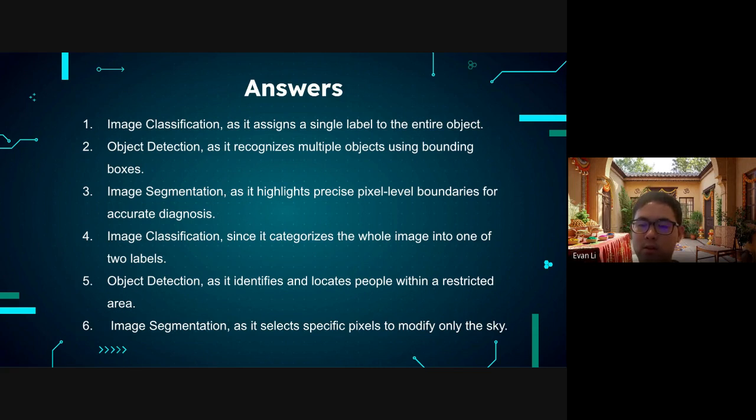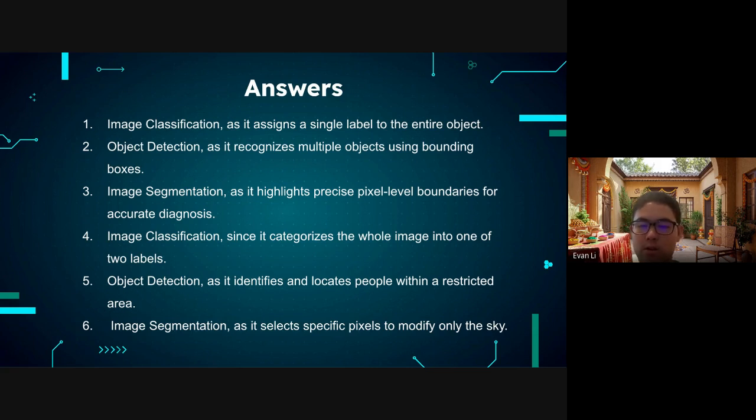The fourth scenario, where an app on your phone tells you if a picture you took is of a cat or a dog, is another straightforward example of image classification. The primary purpose of the app is to analyze the entire image and assign it to one of two possible categories, cat or dog. The app is not designed to locate the animal within the image with a bounding box, that would be object detection, or to outline its precise shape, which would be segmentation, but to simply classify the overall content of the picture.